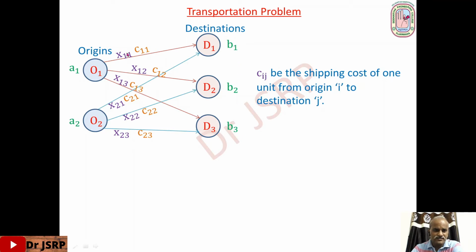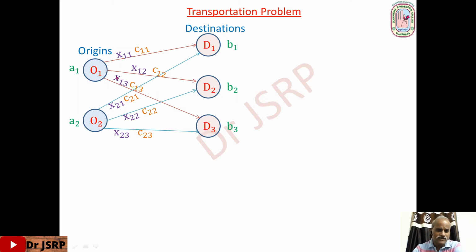We have to find the amounts x11, x12, x13, x21, x22, x23, the number of units to be transported from different origins to different destinations. So these are the decision variables. Now, what are the conditions to satisfy? Based on these decision variables, we have to derive some conditions, restrictions.